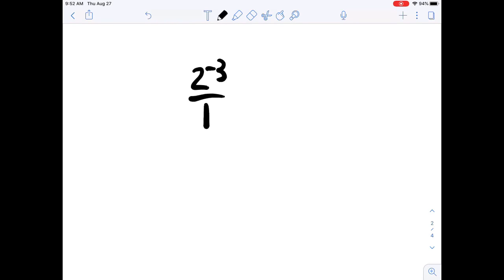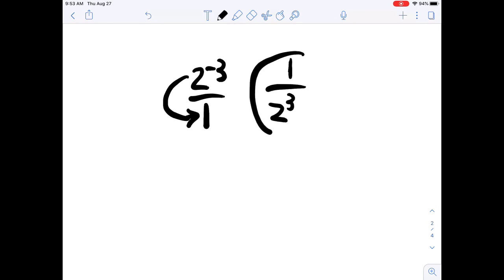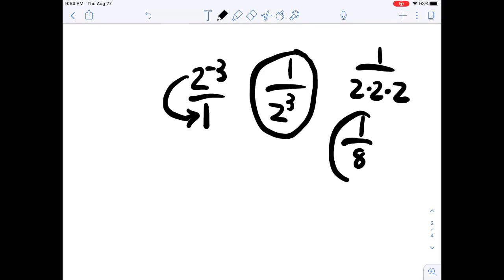Here, we are going to move 2 to the power of negative 3 to the denominator, so it becomes 1 over 2 to the power of 3. In the numerator, we'd put a 1. And this is how you write it with a positive exponent, 1 over 2 to the power of 3. And from here, we would solve, so 1 over 2 times 2 times 2, which is equal to 1 over 8. And this is our final answer.